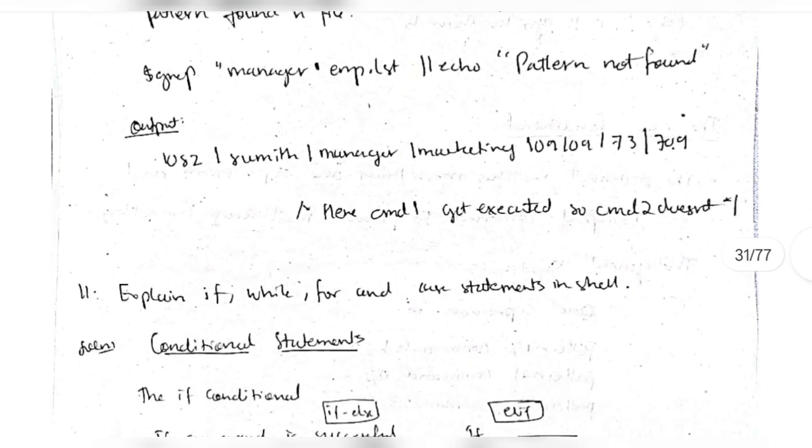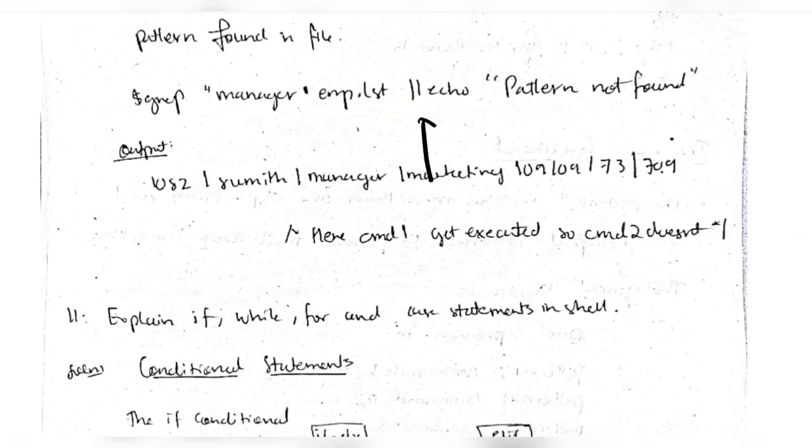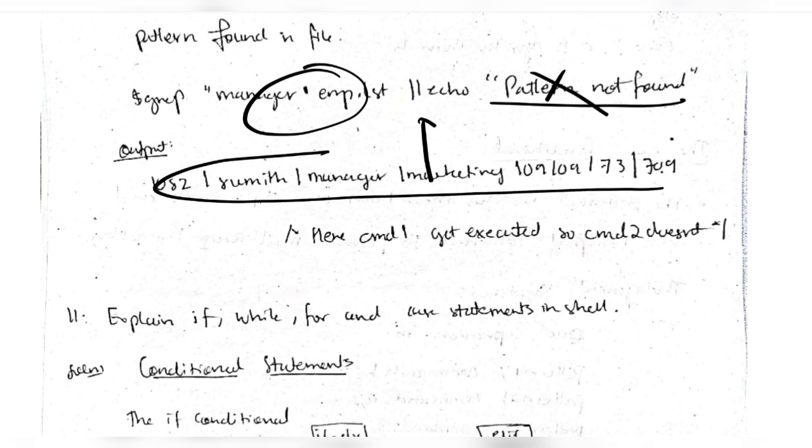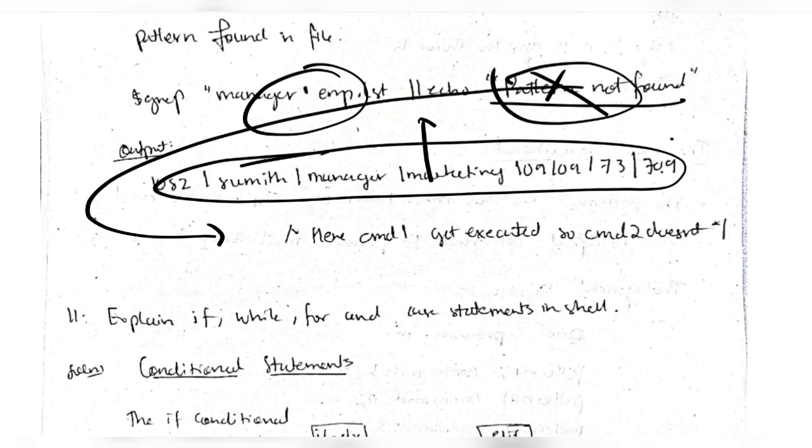Okay, in the other case, if you have or here, at that time one of the conditions being true is sufficient. So if this becomes true, at that time this will not be executed. So the output is just the manager line, this is not executed here. Okay, this is not found in the output because one condition is enough to be true, so this gets executed and it moves on to the next command.